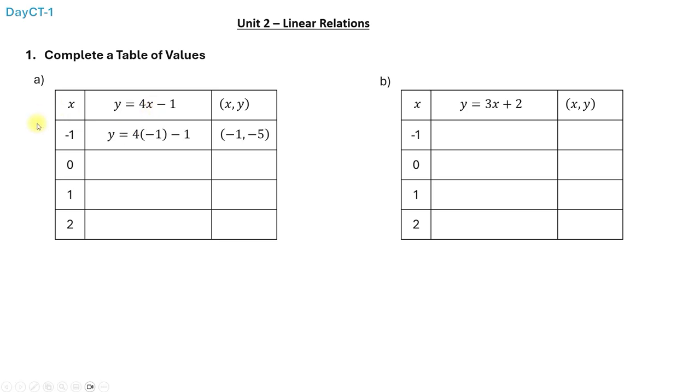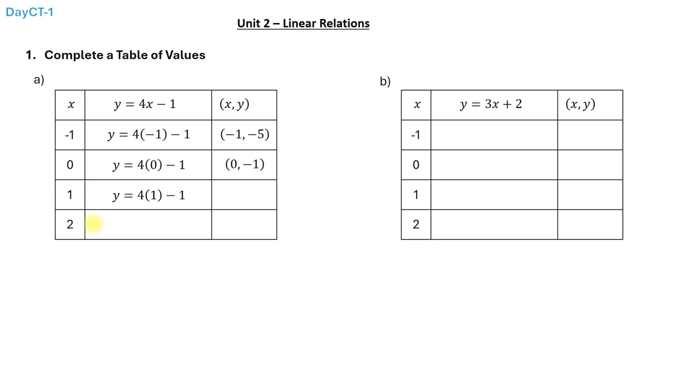and when we do that, we get our y value of -5. So our first coordinate pair is -1, -5. Plugging in the 0, we get an answer of -1 for y, so our second coordinate pair is 0, -1. And then we just continue doing that, plugging in each one of the x values that were given.